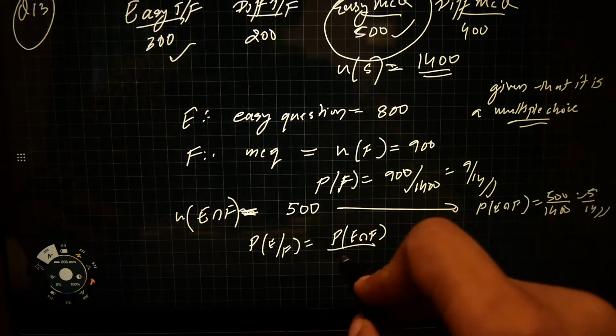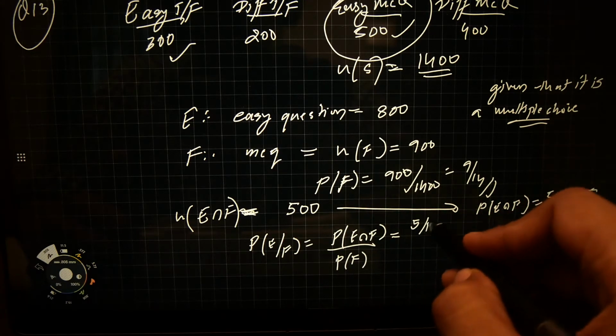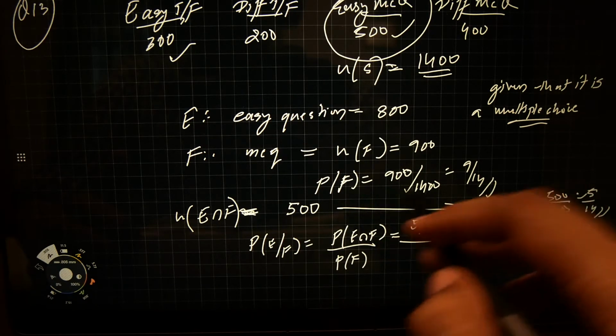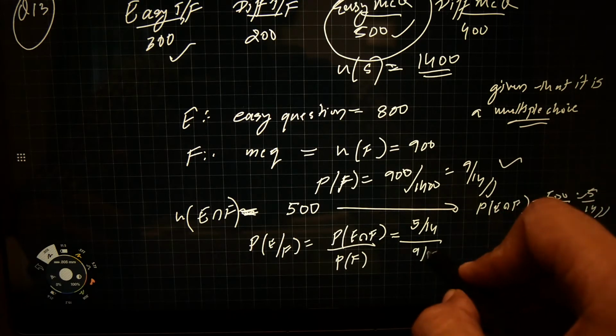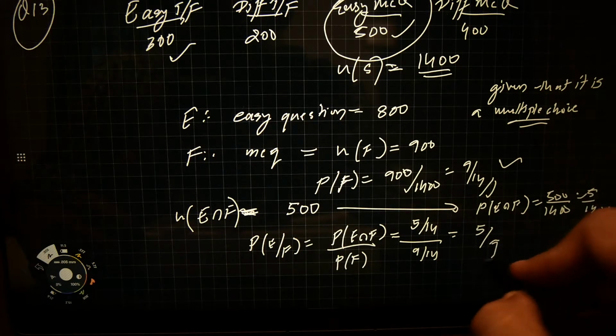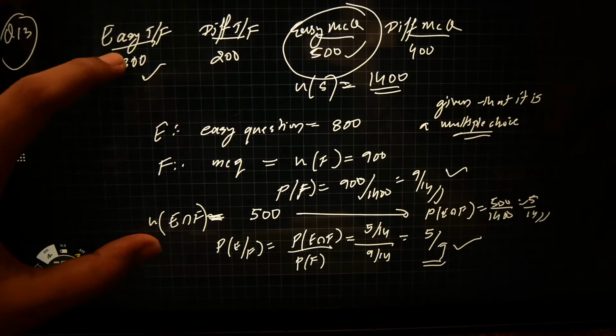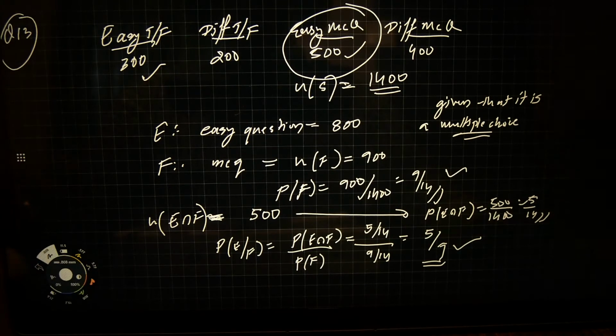Okay, so P of E intersection F divided by P of F, which is 5 by 14 divided by 9 by 14, so your answer will be 5 by 9. Alright? Okay, let's go to the next question.